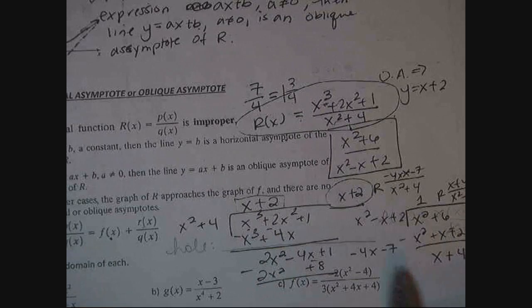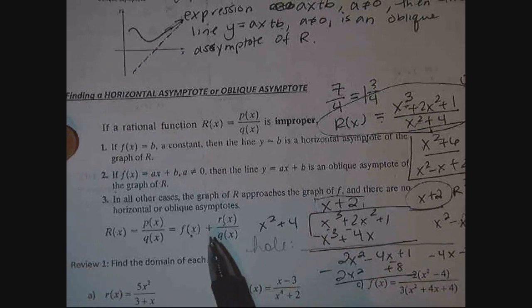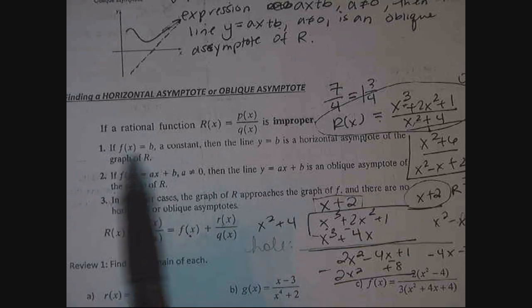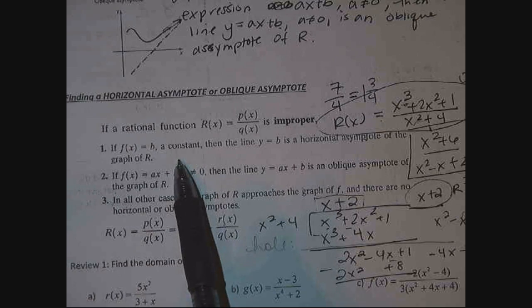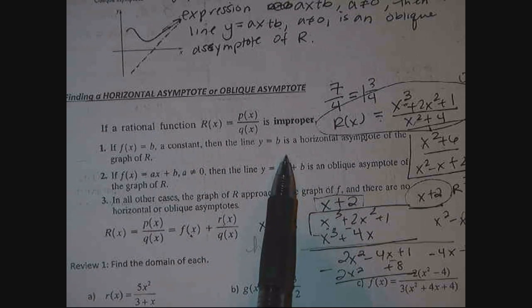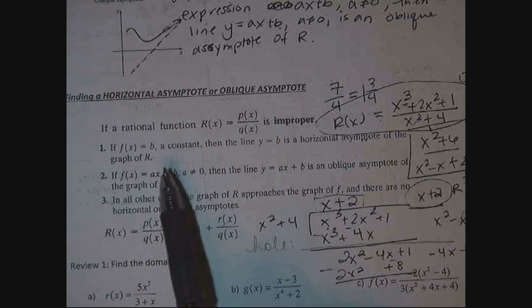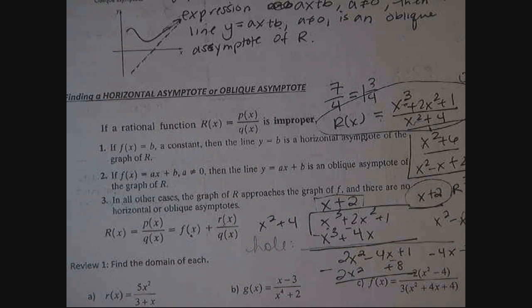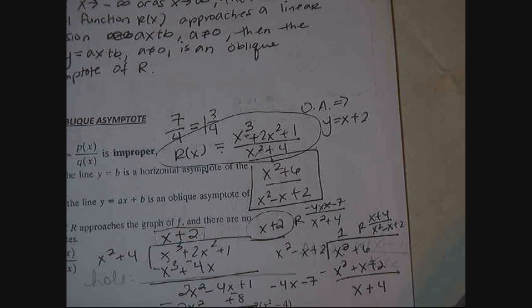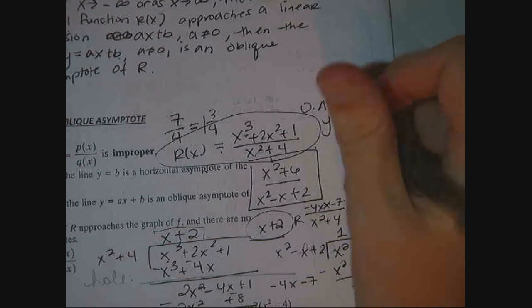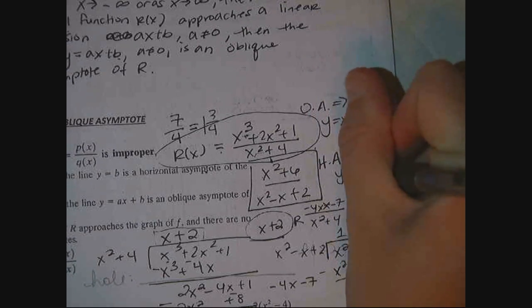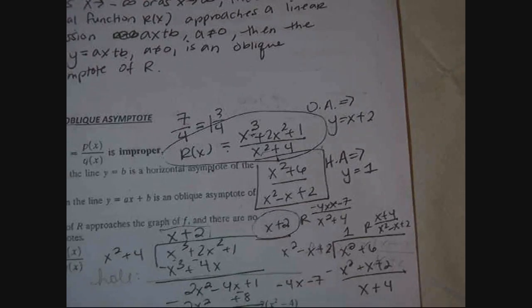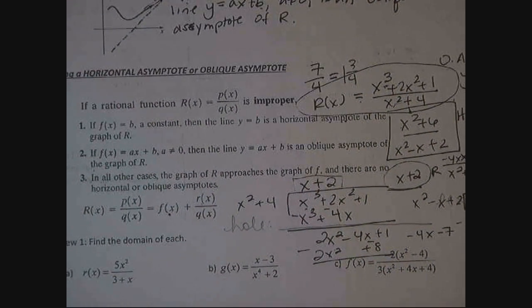So this time, after I divided, I'm left with f of x equals 1, right? So we just had f of x equals 1 as our quotient. So if I read my number 1 option, if f of x equals b, a constant, which we have right now, we got 1, then the line y equals b is a horizontal asymptote of the graph of R. So if I get a constant after I divide my two functions, then I would say that I have a horizontal asymptote at y equals that constant. So for this one, I would say that I have a horizontal asymptote at y equals 1.